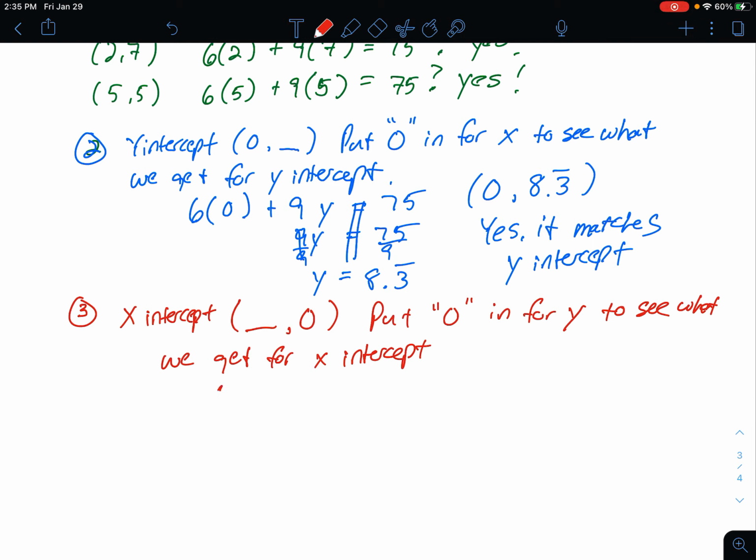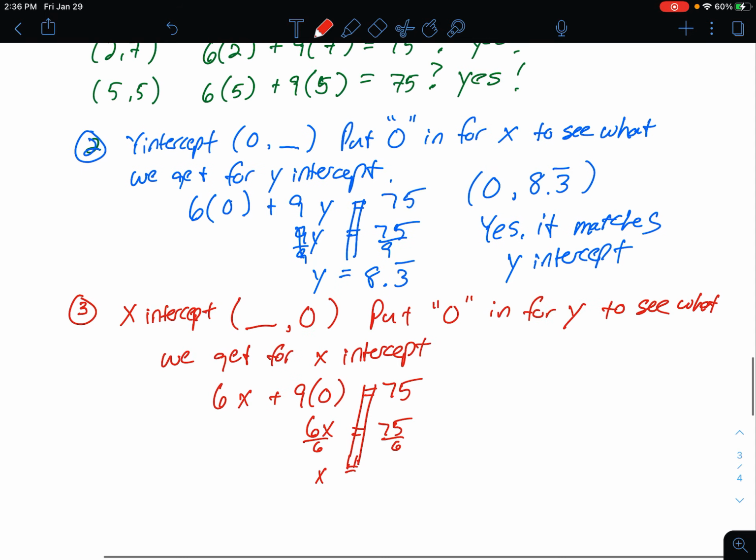All right, so let's see right here. So that means we have 6x plus 9 times 0. Remember, putting 0 in for y. And then solving that, 9 times 0 is 0. So that leaves us with 6x equals 75. And dividing by 6, x is equal to 75 divided by 6. Which again, doesn't work out perfectly evenly. It's a little bit nicer though. If you take 75 divided by 6, you get exactly 12.5. So in other words, our x-intercept is (12.5, 0).